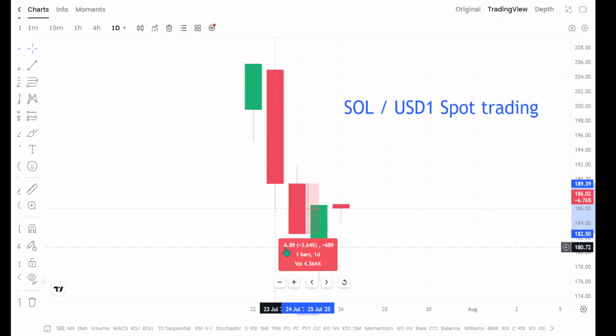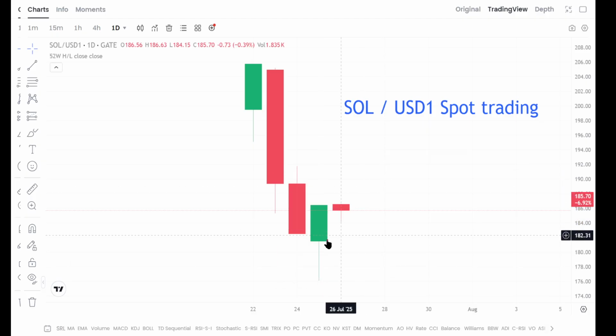So the market price had decreased to 6.89 USD1. It is 3.64%. And there was a loss of 689 USD1, and in this one day, 4.364 thousand Solana has been traded. On the next day, the Solana market price was open at this point.